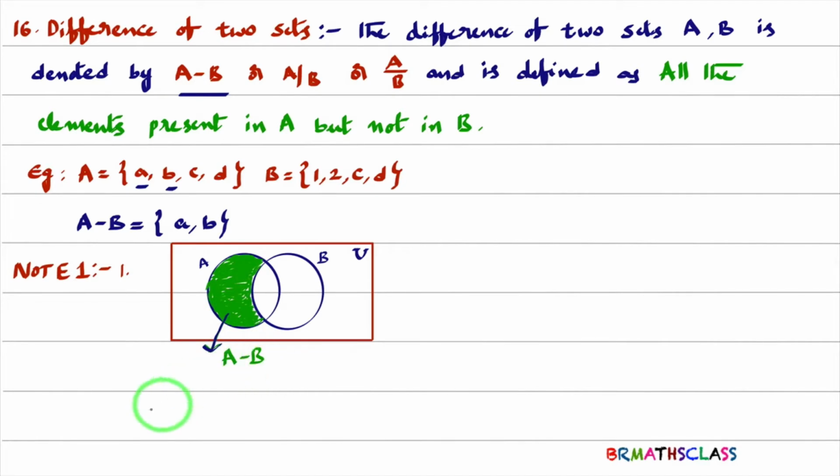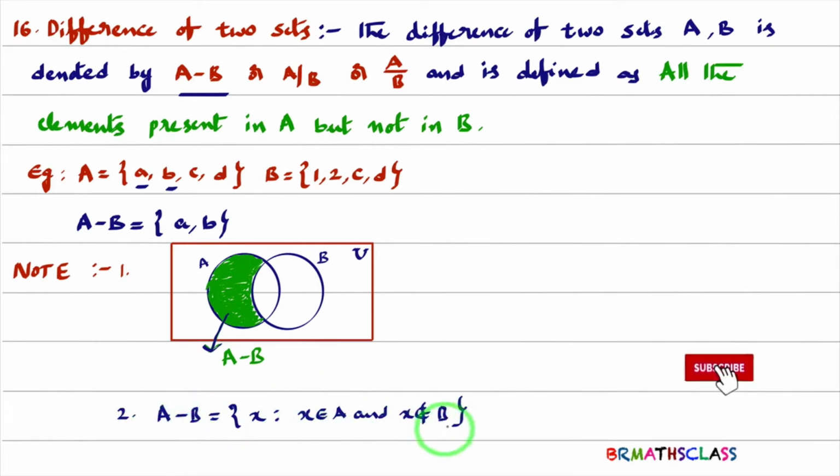Okay. Now second point, how we write A minus B in set builder form. A minus B is a set which contains an element X such that X is present in A and X does not belong to set B. X is in set A but not in B. So the set A minus B in set builder form we will write like this.